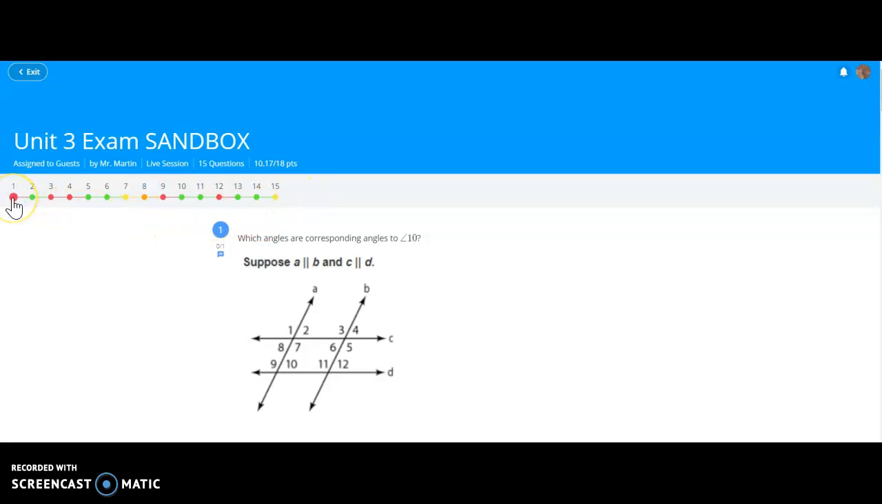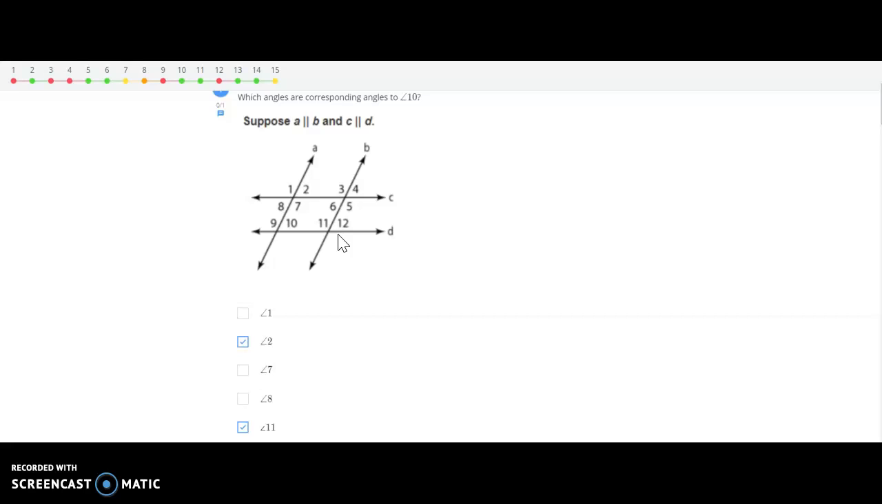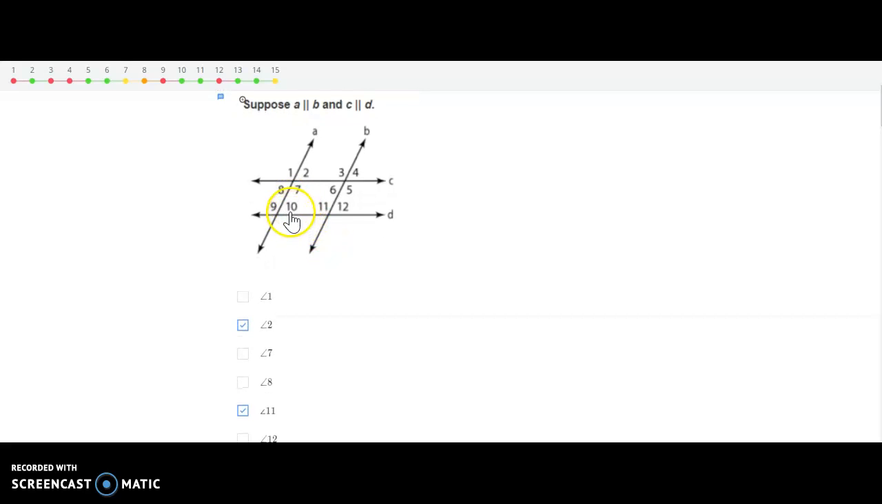So I'm looking here. Now I can edit it. So it says which angles are corresponding to angle 10. Now I put 2 and 11. So angle 10 is over here, and angle 2 is in the correct position, but 11 is actually incorrect. So I'm going to take that out. You notice it turned yellow, which means that I got that 2 is correct. And I put 12 in, and there it is, green. Okay, so I've got that correct. So if that's one that you missed, now you know what it's like.